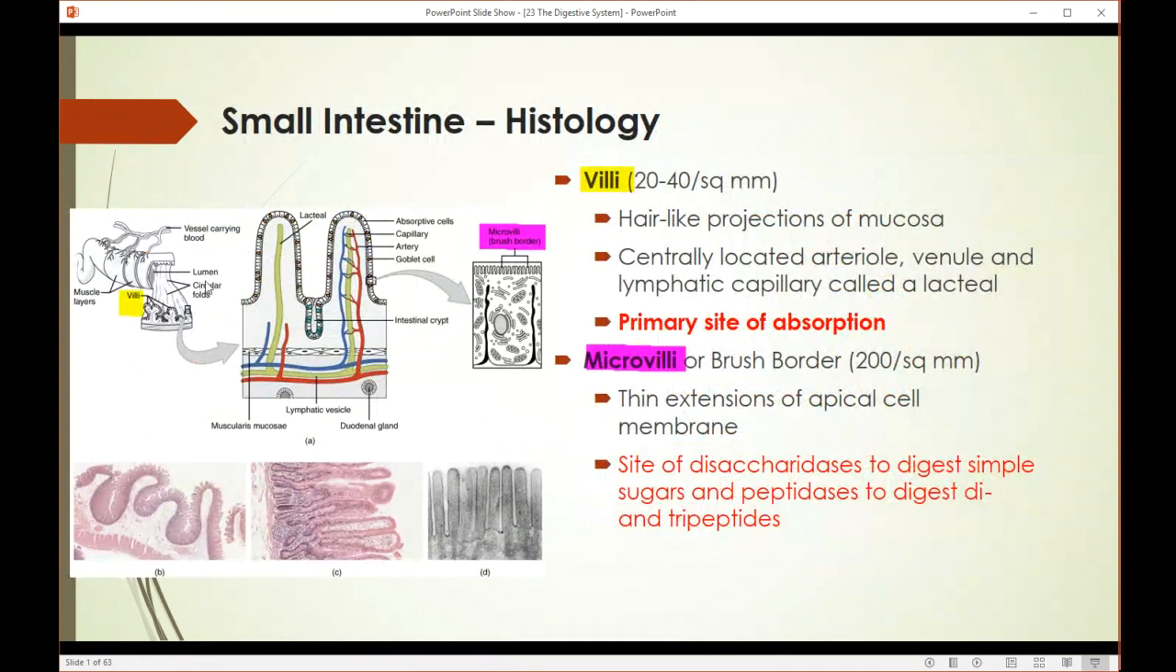Within our small intestine, remember we have the villi and then the microvilli. Okay, we call that microvilli also a brush border. You may hear it referred to as a brush border. Okay, and this is where we actually digest our simple sugars. Okay, so disaccharidases, which are enzymes to digest disaccharides, and peptidases to help to digest di and tripeptides.